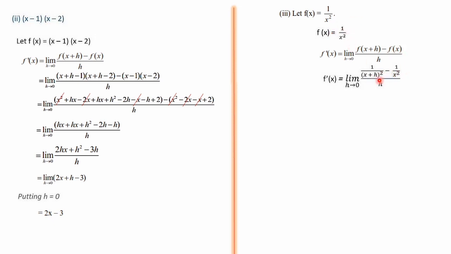Now for easy calculation purpose, this h we can bring on the corner, that is limit h tends to 0. This h we can just keep aside, that is 1 by h into. Now these two terms we can take and go for the calculation. Here common LCM we can take as x square into x plus h the whole square, and 1 into x square, that is x square, minus 1 into x plus h the whole square, that is minus of x plus h the whole square.